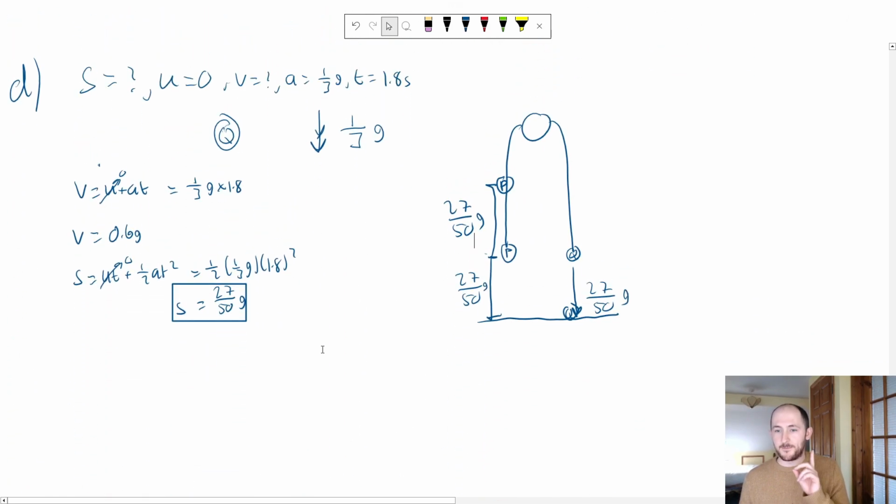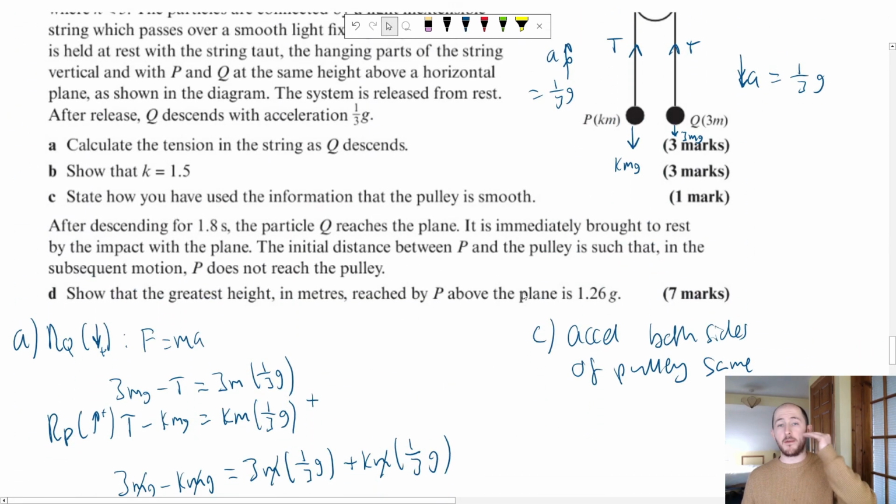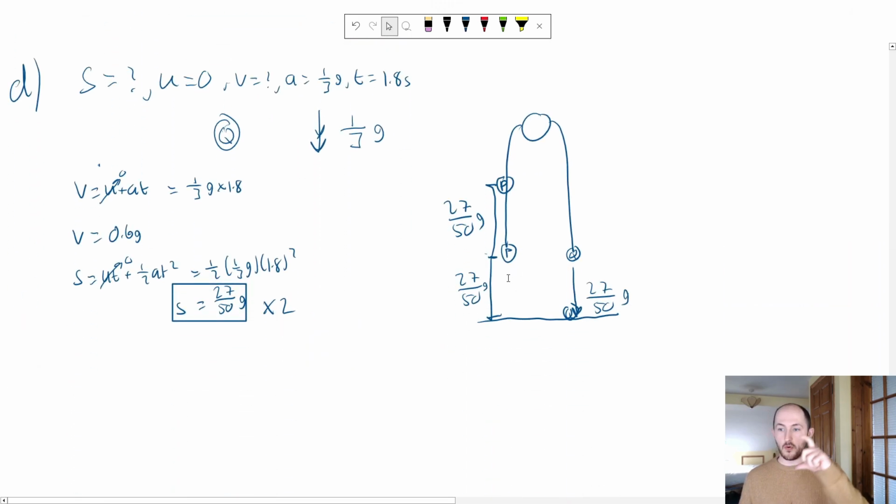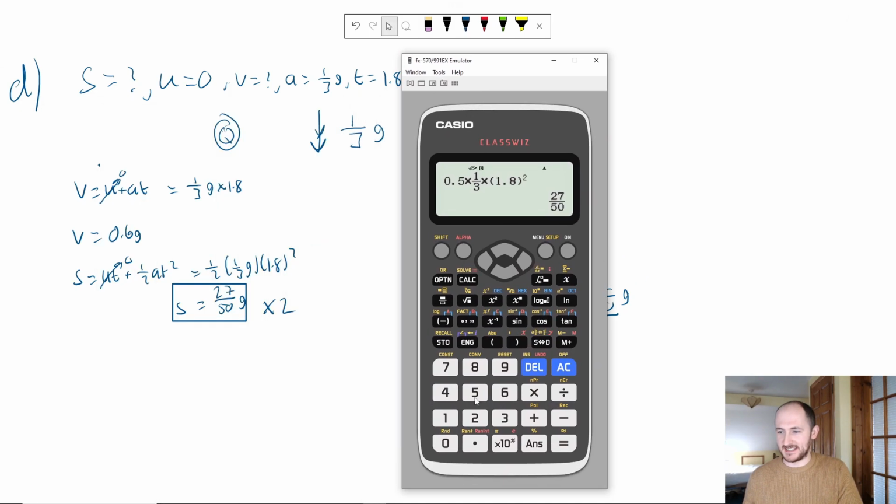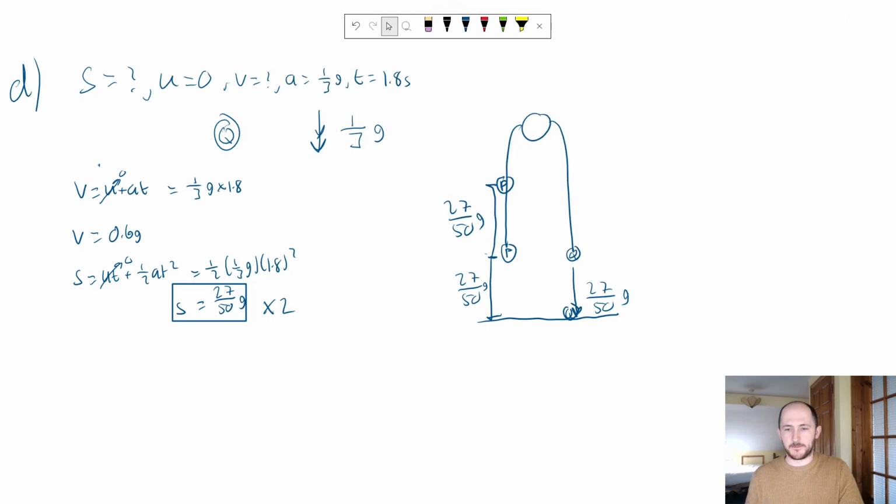So it's an additional part. I can imagine that potentially being a bit confusing. So realistically, this distance is actually doubled, because remember what it's saying, above the plane. It starts off already 27 over 50 g, and then because Q has gone down 27 over 50 g, this side must go up 27. So in total, it's two lots of 27 over 50. I hope that makes sense. So if we double that, we get 1.08 g. You can probably see why it's like 7 marks now.